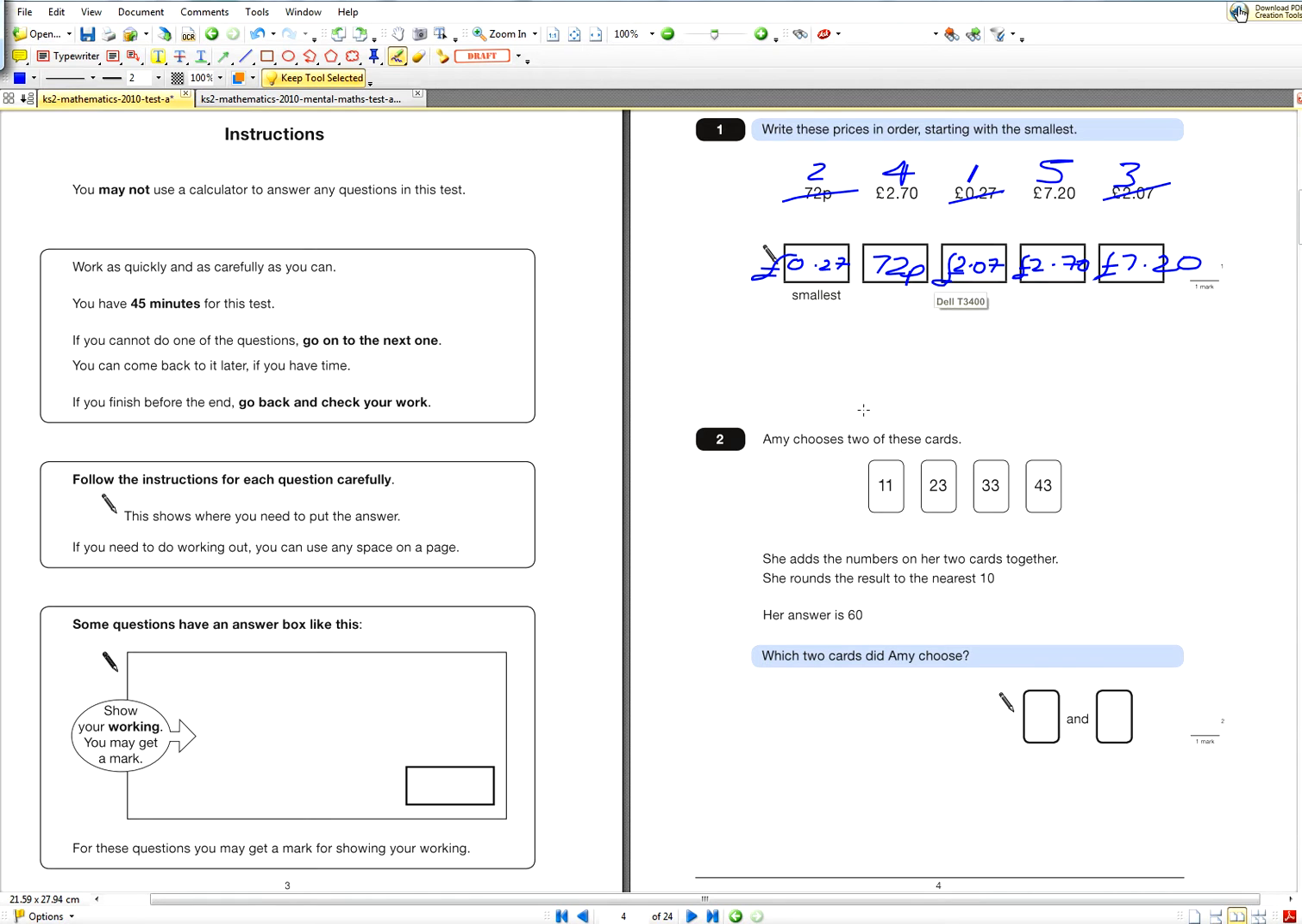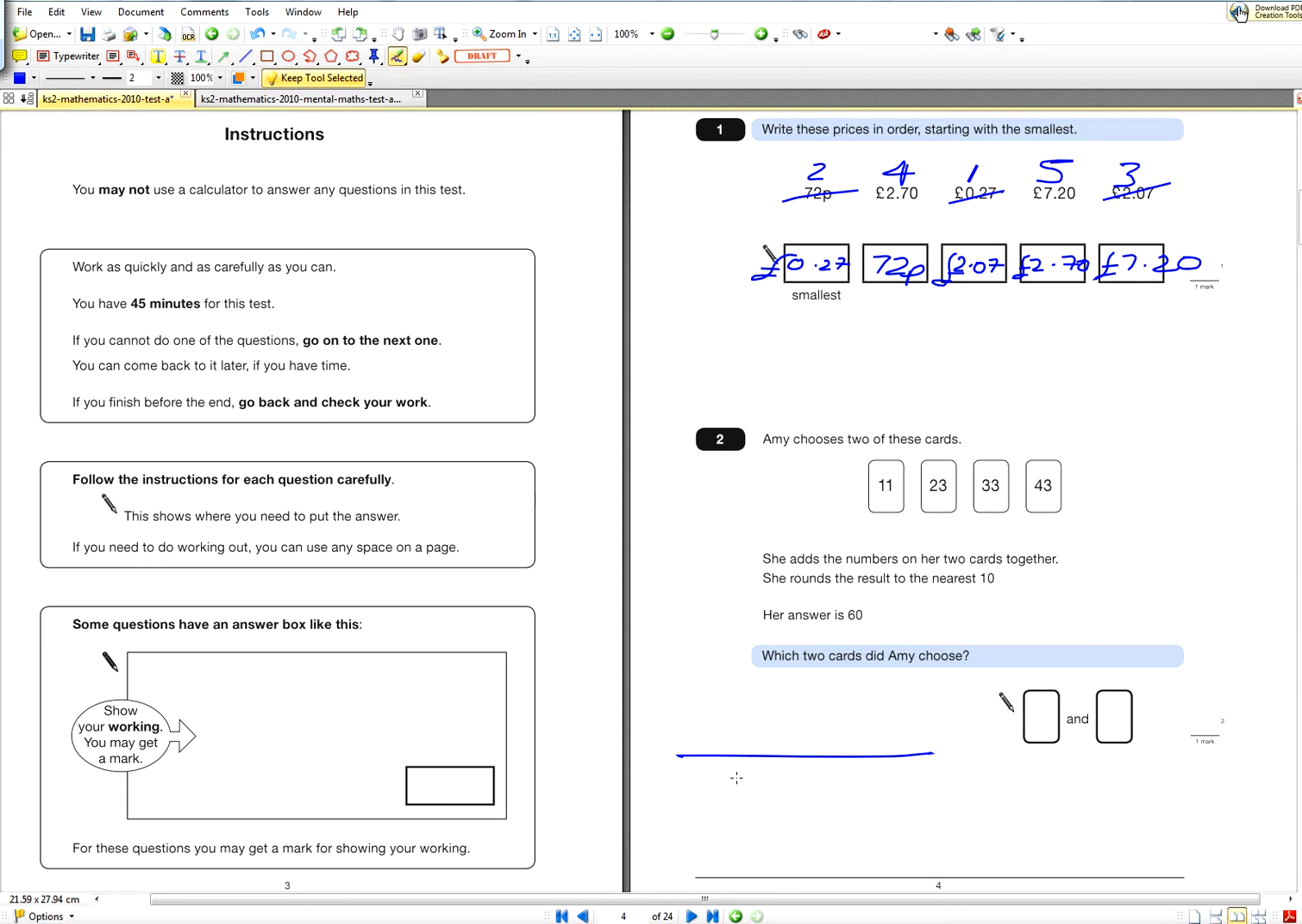Okay, right. Question number 2. Amy chooses 2 of these cards. She adds the numbers on her 2 cards together. She rounds the result to the nearest 10. Her answer is 60. Now, let's just have a quick look at that.